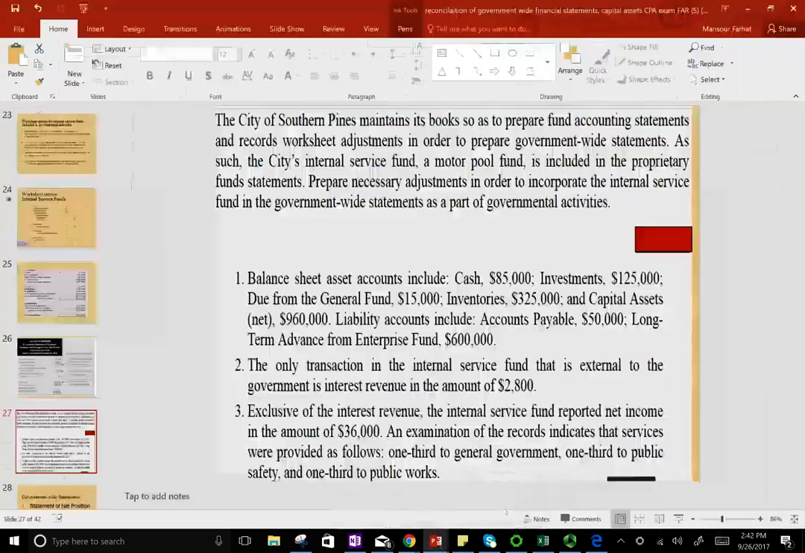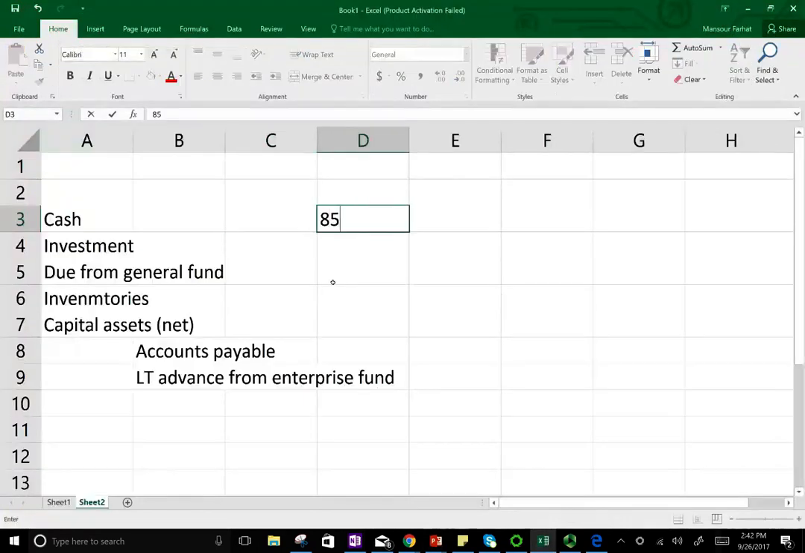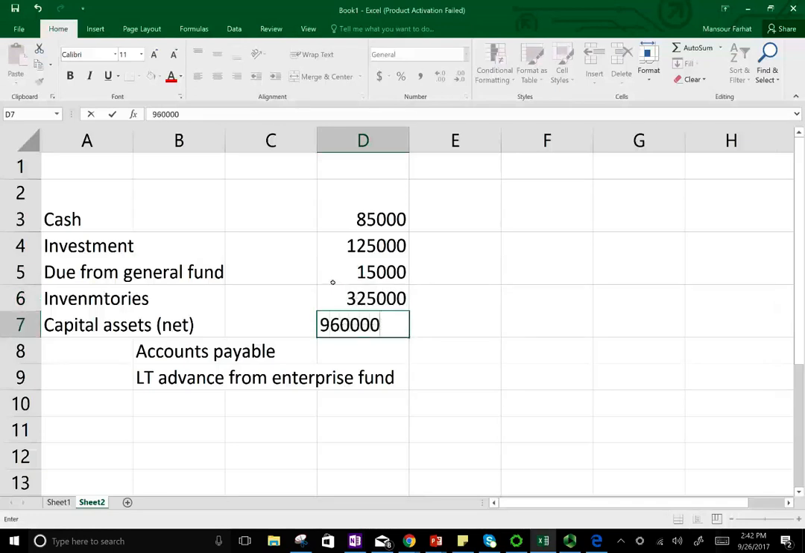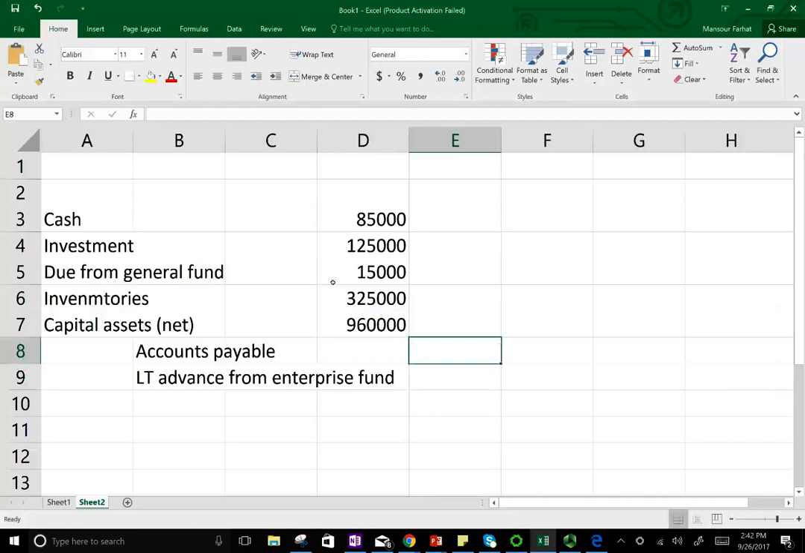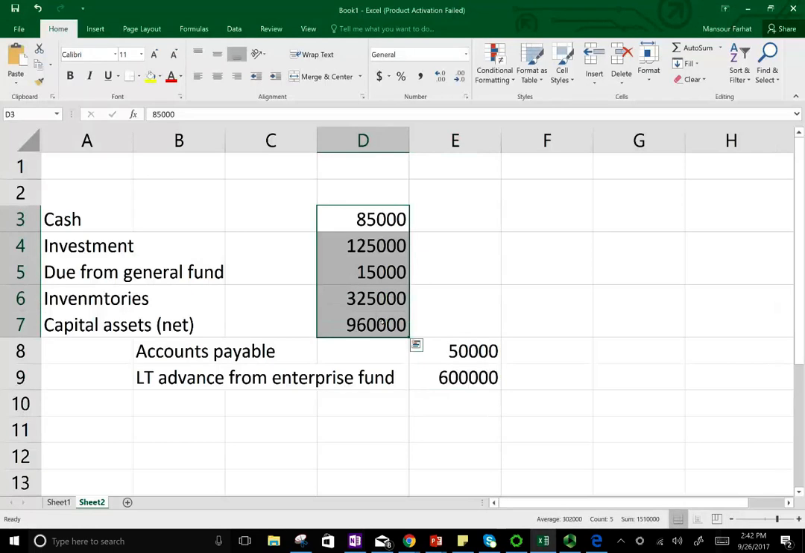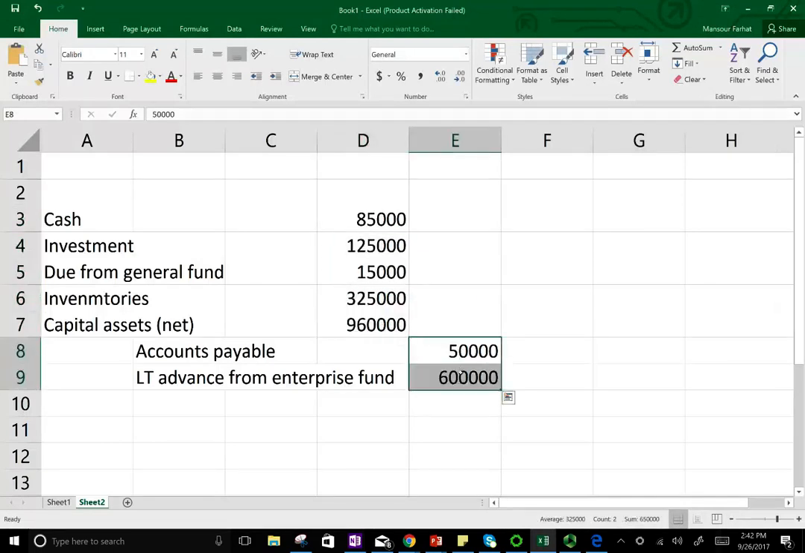Let me just take a look, copy the numbers down. Okay, let me go ahead and input the numbers now. This is 85,000, 125,000, 15,000, 325,000, and 960,000. So we debited the assets, we put the assets on the books. Now we need to put the liabilities on the books. We have accounts payable of 50,000 and long-term debt of 600,000. So total assets 1,510,000. This is 650,000. The difference is 860,000. So 860,000 is the net position.